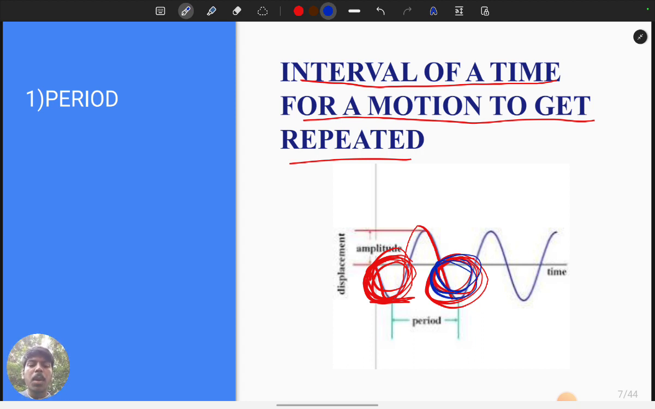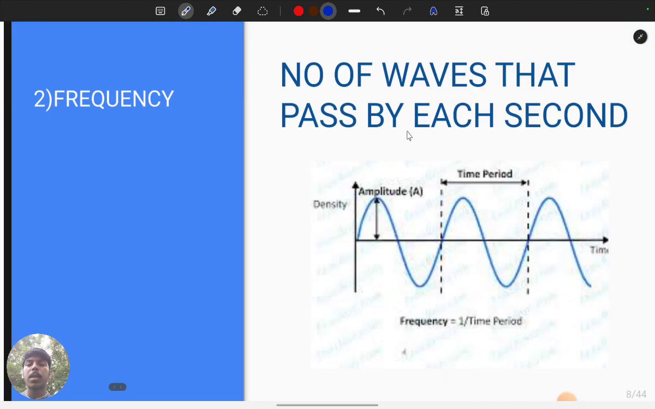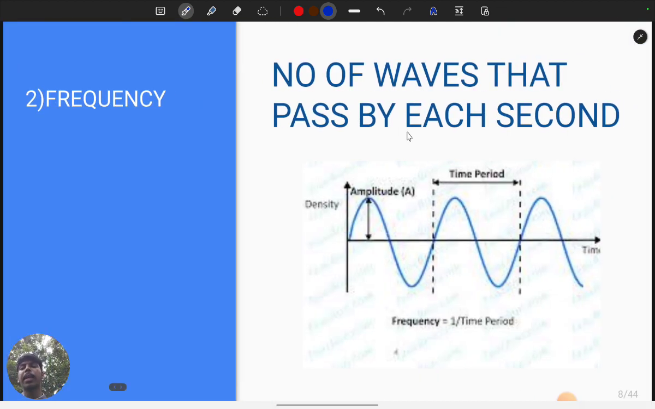So the time difference between this repetition, this is a motion, this is also a motion. To exhibit the same motion, the time required to repeat that motion is termed as period. That time taken to repeat the motion is called a period. So let's move on to the next slide.